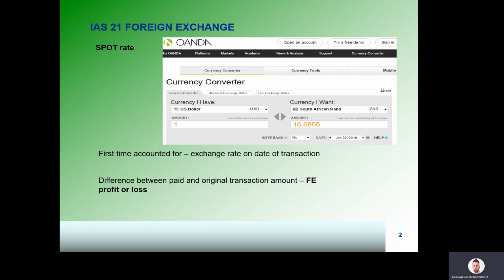So if the rate increased from the original transaction date, then we would have to pay more because the dollar amount stays the same and the exchange rate is now higher. So we have to pay more. So that means we will have a foreign exchange loss. If the exchange rate comes down, it was 16 to the dollar, now it's 14 to the dollar. So because we have to pay at a lower exchange rate, we will make a foreign exchange profit because we owe less money.